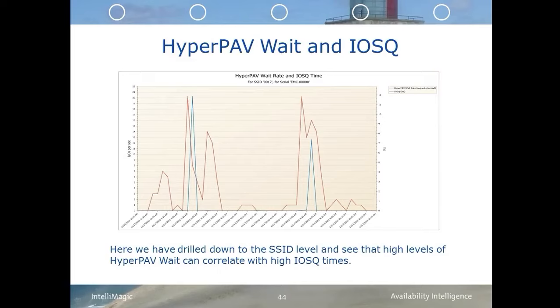If you see significant spikes in hyper PAV wait, as well as some IOS queue time, this could indicate more hyper PAVs are needed. In the chart, we are looking at a particular SSID on a disk storage system. We see that in this case, the hyper PAV wait correlates with the higher IOS queue time.